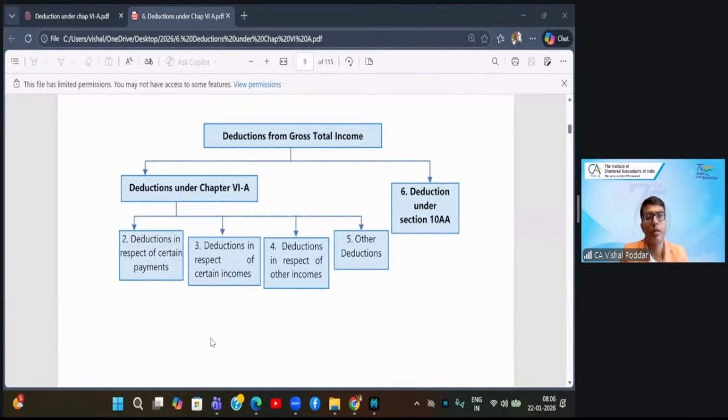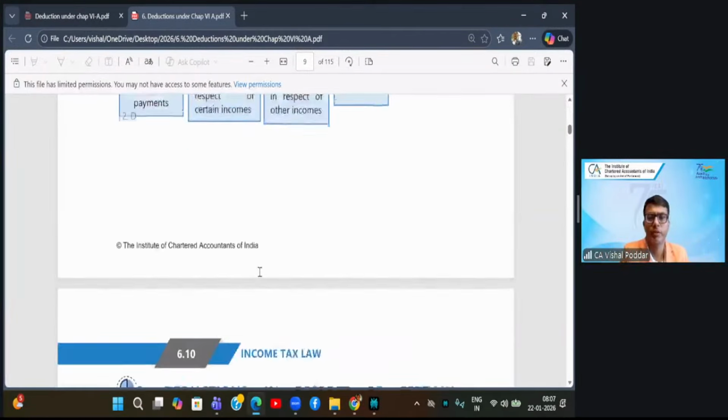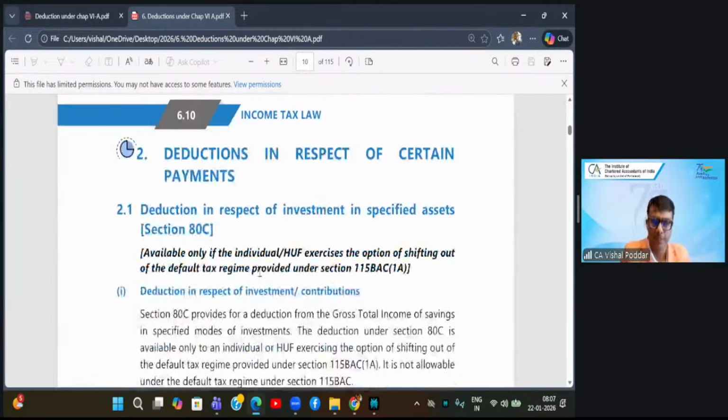Yes, Riddhi, at final level, you do have international taxation laws. Obviously, international means income tax applicable to international transactions. We are not going to study tax law of other countries.